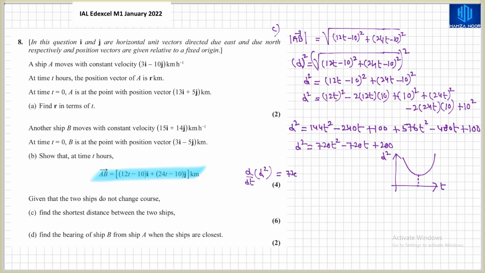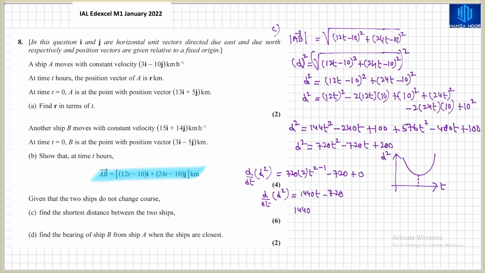This will be 720 times 2 multiplied by t raised to the power 2 minus 1, minus 720, and then plus 0. So therefore 720 multiplied by 2 is 1440. So we can say that when we differentiate d square with respect to t, we get 1440 times t minus 720. So what we are going to do is equate this expression with 0.